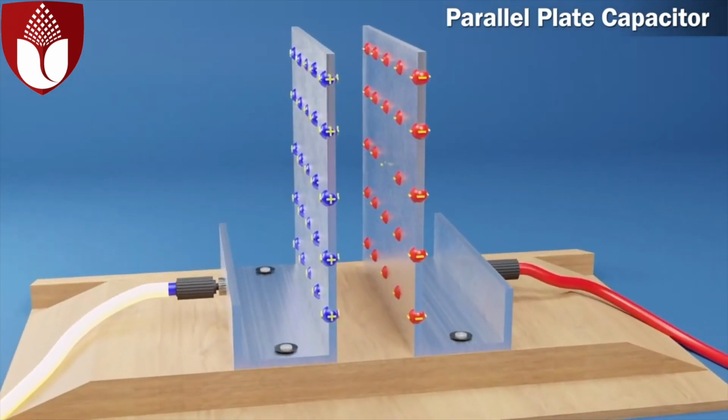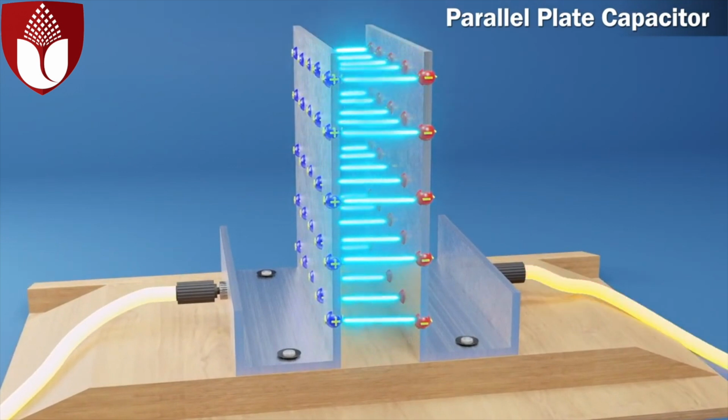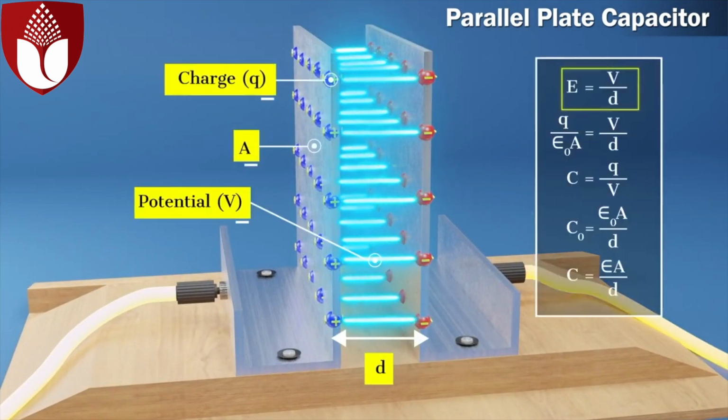As there is a uniform electric field between the plates based on the potential difference V, E is equal to V by d. Based on the above two equations, Q by epsilon naught A is equal to V by d. But as C is equal to Q by V, C naught is equal to epsilon naught A by d. When there is a dielectric between the plates, C is equal to epsilon A by d.